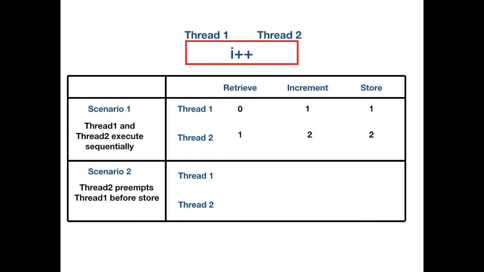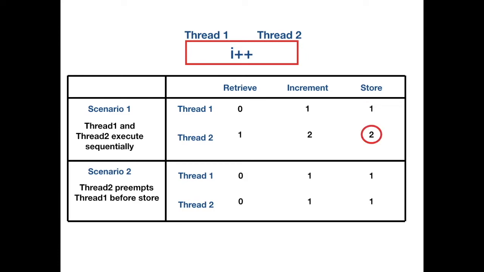Thread 1 starts the execution. It retrieves the value of I, which will be 0. Then it increments the value of I to 1. But before thread 1 can write the value of I to memory, it gets preempted. And thread 2 starts the execution. It retrieves the value of I, which will be 0. Then it increments it and it stores the value of I as 1. Now thread 1 comes along and it will store the value of I as 1.